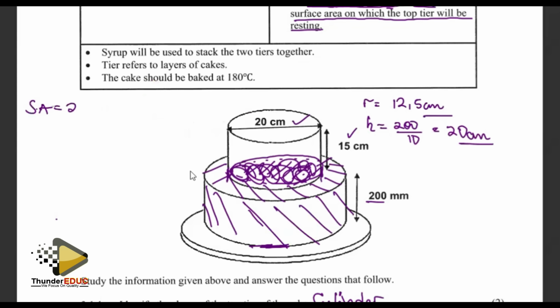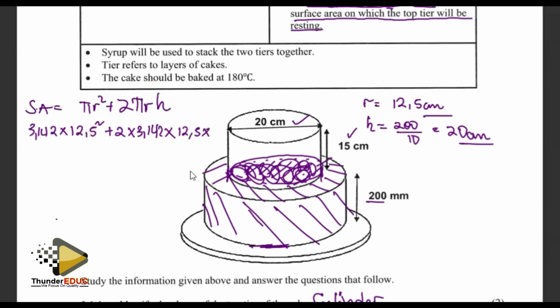Surface area equals pi r squared plus 2 pi r h. Please, I'm doing this for you to learn that we substitute one by one. So pi, it's this much, times the radius, my radius is there, plus 2 times 3.142 times the radius, which is 12.5, times the height, which we got already as 20 centimeters. This one here, change it to centimeters. So we substitute, you put this in a calculator.